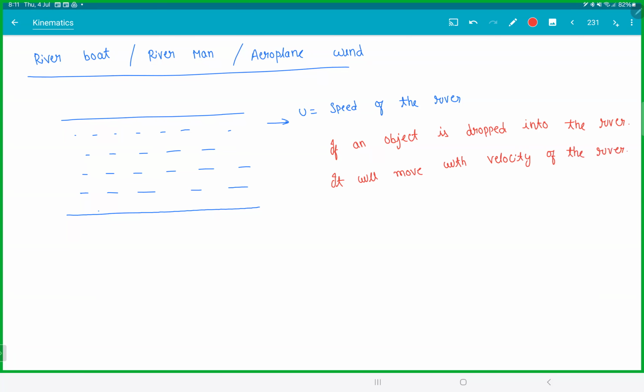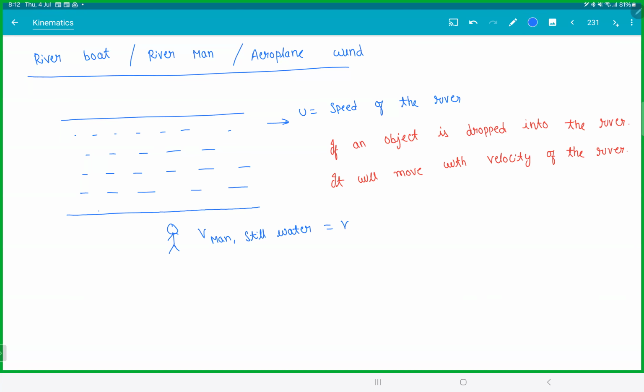Basically, let's say the river is going with some 10 kilometers per hour. If I throw you there, you'll drift with 10 kilometers per hour. That is the meaning of this. Now, if you take a man here, we say velocity of the man in still water, meaning if it is a swimming pool or a lake where the water is not moving, the man with his own effort can swim with V. That's the meaning of still water.